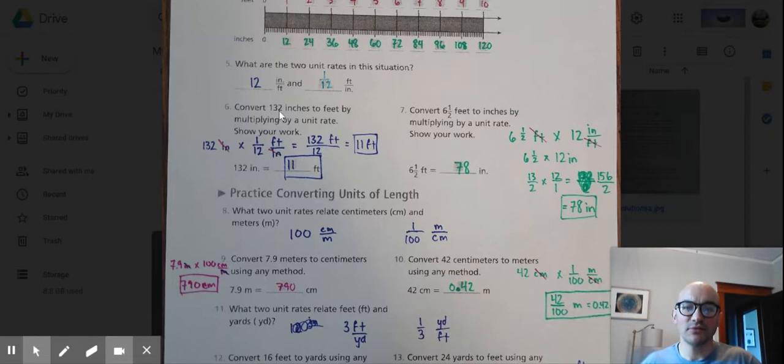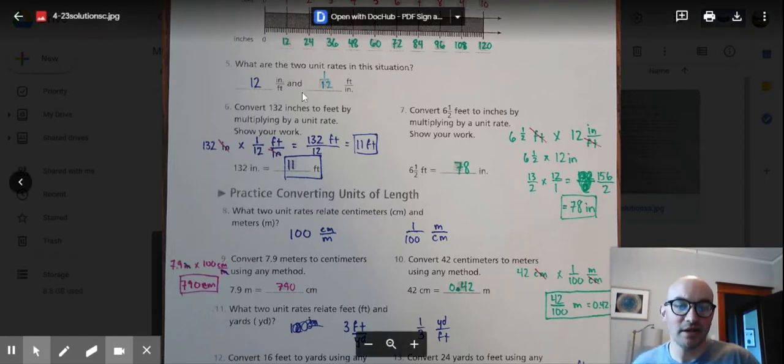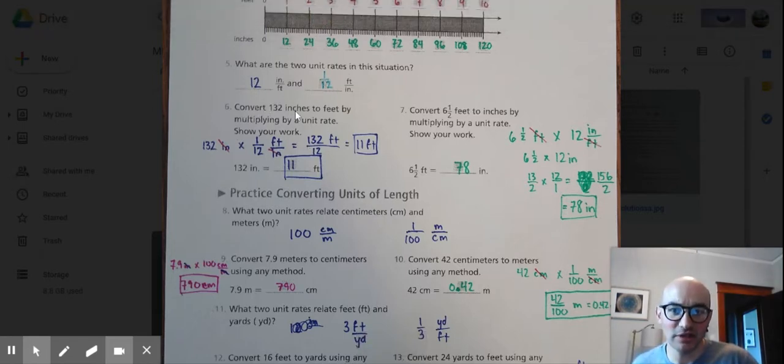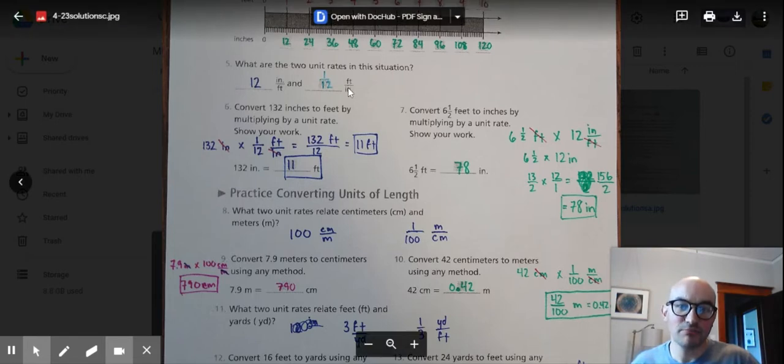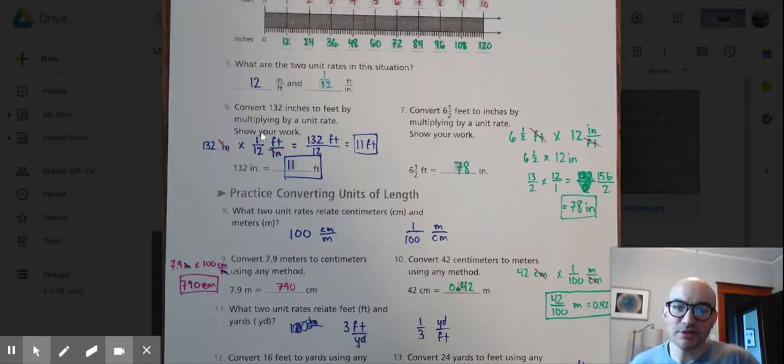Problem number 6 says convert 132 inches to feet by multiplying by a unit rate. So this is where that choice, which one do I choose, comes into play here. So I'm starting with inches. My ultimate goal is for feet. So I need to select the unit rate that has feet per inches. And so what we do here, the method is really straightforward. You guys have done this before, so don't feel like this is some brand new thing. Just might look a little bit different the way it's set up on the paper, but otherwise the process is the same. We take the 132 inches, we multiply it by this unit rate.